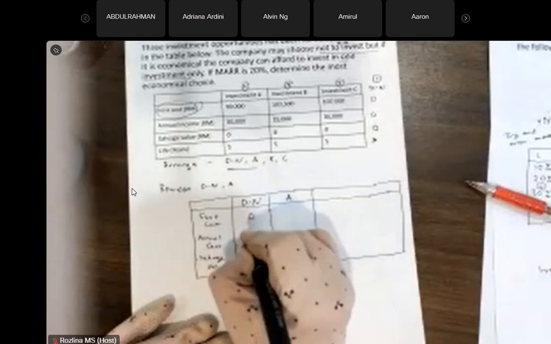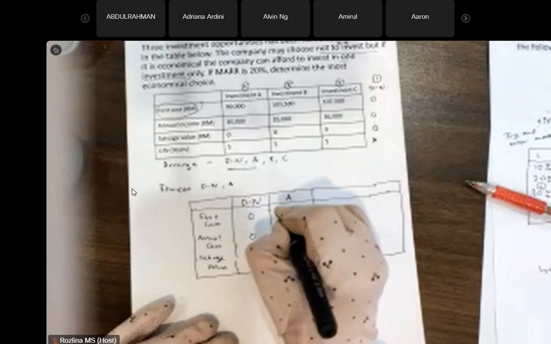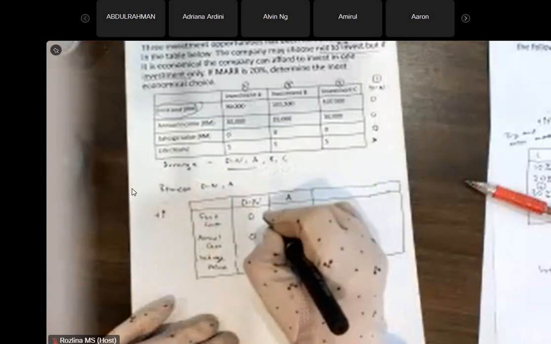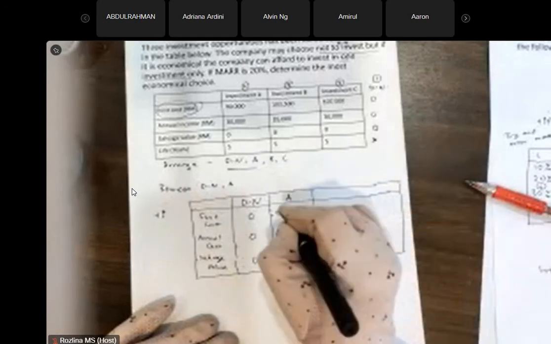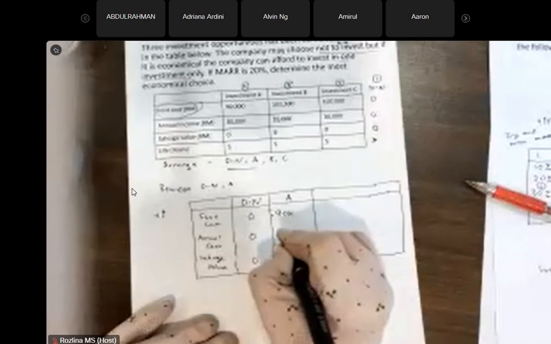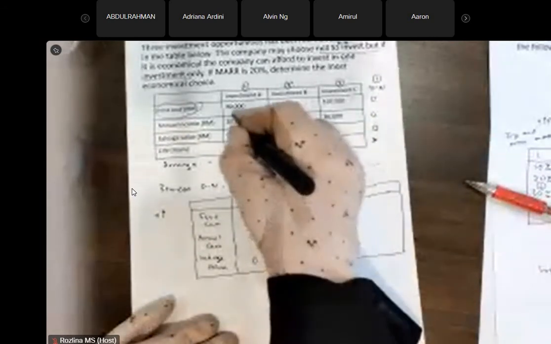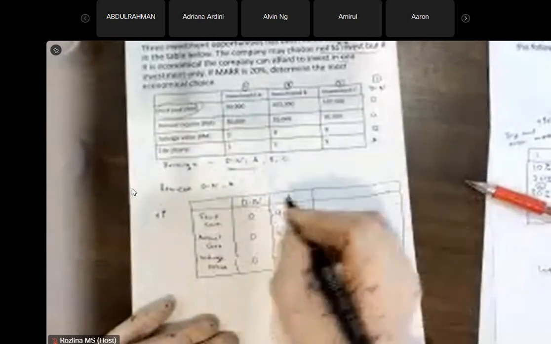Do nothing is 0, 0, 0. For A, it is 90. We consider positive on top, so this one is negative 90. This one is positive 30. The salvage value is not there for A.